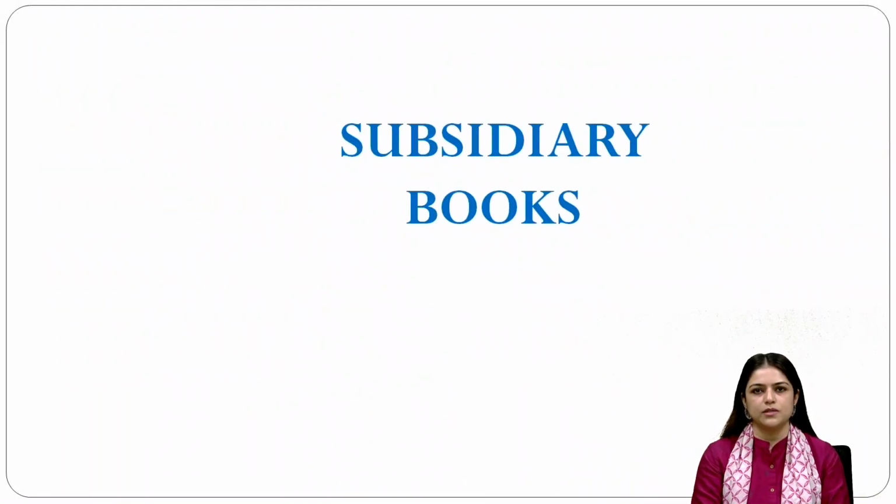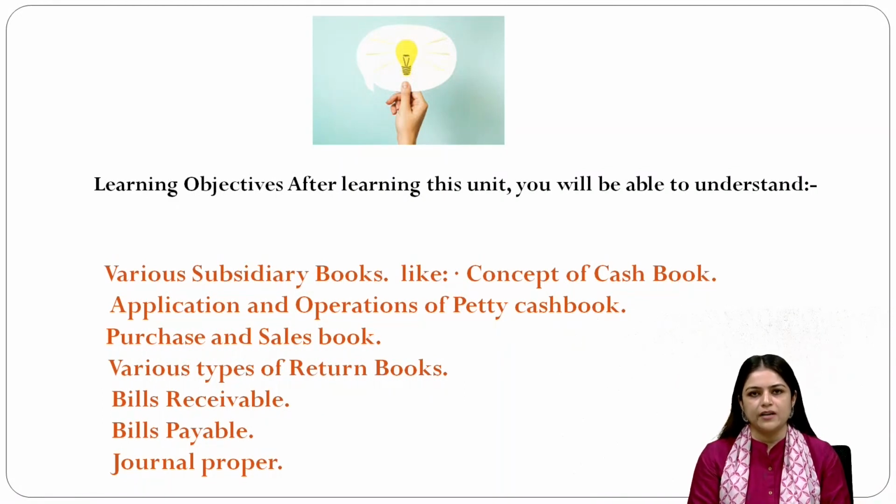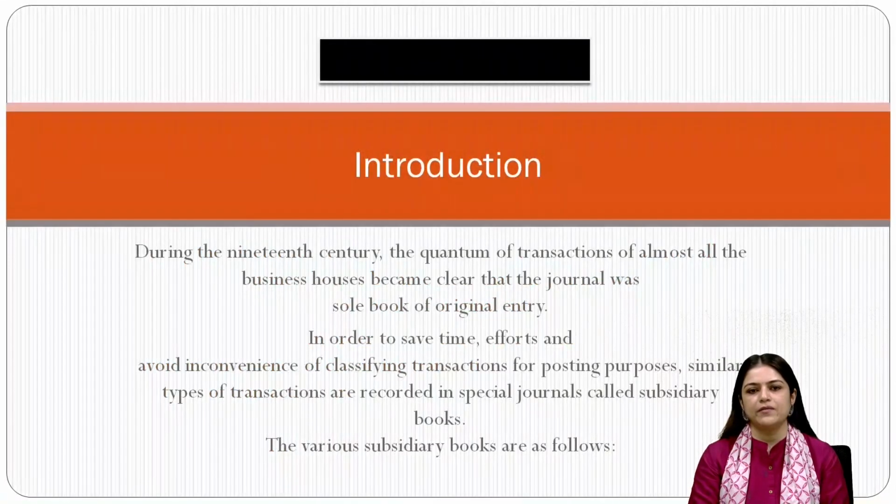What is subsidiary books? Learning objectives means after learning this unit, you will be able to understand various subsidiary books like the concept of cash book, application and operation of petty cash book, purchase book, sales book, various types of return books like purchase return books, sales return books, bills receivable, bills payable and journal proper. So one by one we are going in detail: what is cash book, what is purchase book, detail of purchase return books, bills receivable, bills payable and journal proper with proper description. So let us go one by one.